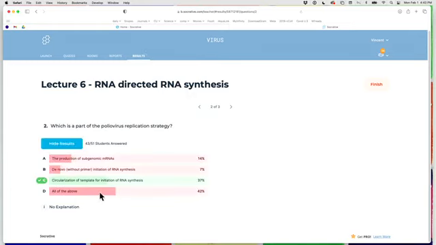42% picked all the above, which is the wrong answer. Not all of the above. So production of subgenomic RNAs. No, there are no subgenomic RNAs. The genome is copied to a minus strand and then back to a plus strand.